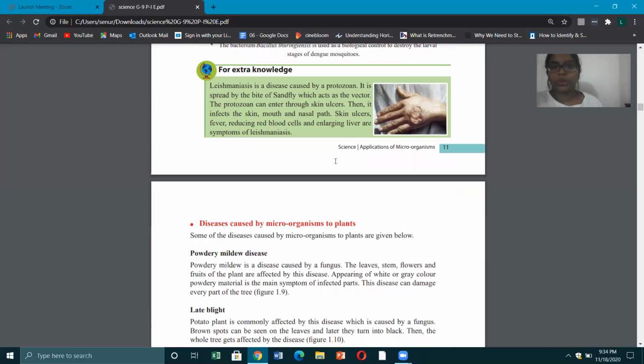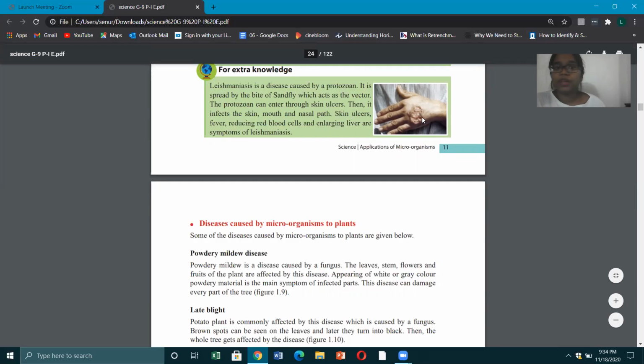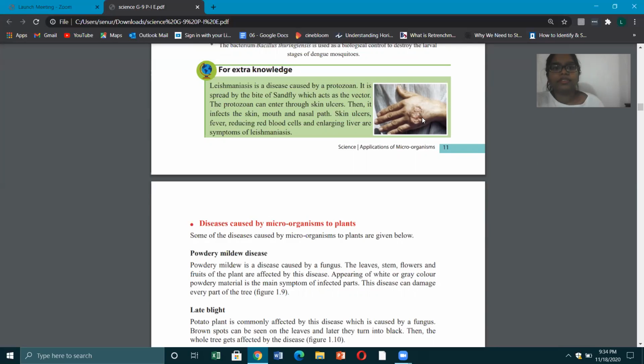So leishmaniasis is a disease caused by a protozoan. This is what happens when you get it. It is spread by the bite of sandfly, which acts as the vector. The protozoan can enter through skin ulcers. Skin ulcers are open sores kind of things, wounds. Then it infects the skin, mouth, nasal path. Skin ulcers, fever, reducing red blood cells, enlarging liver are the symptoms of leishmaniasis. Okay.